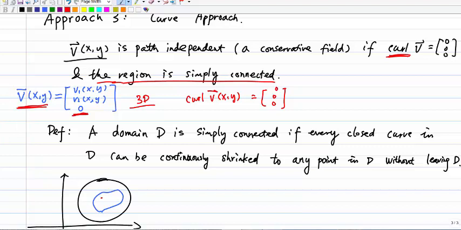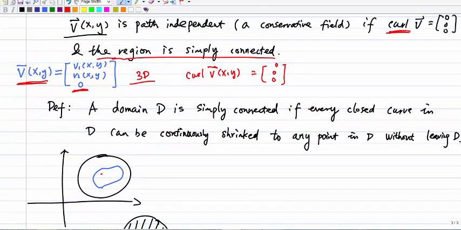So this is kind of really complicated from this writing, but this is just for mathematical rigor. Okay, what does it mean? Let's say I have a domain D over here. This is the blue one, my domain.